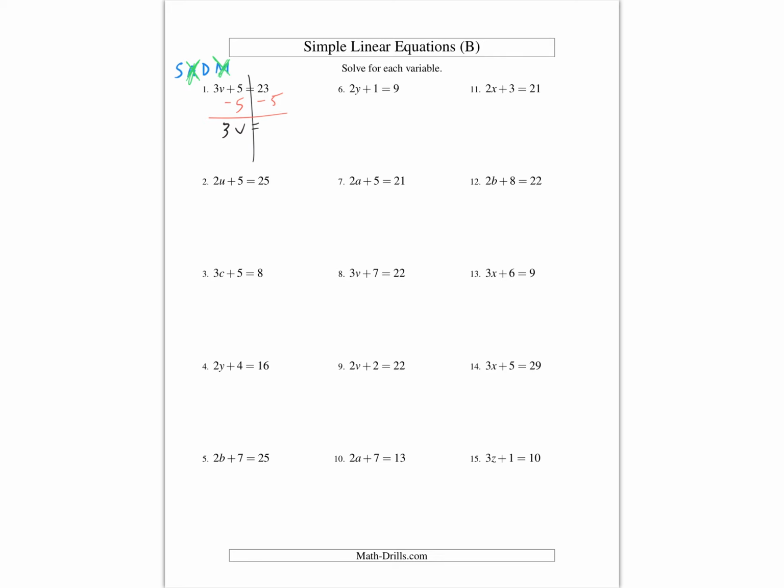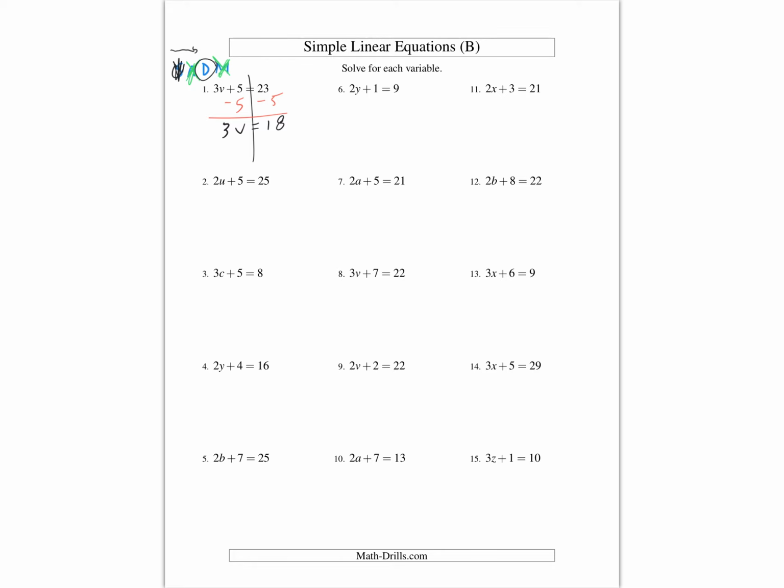And on the right-hand side, I have simply 23 minus 5. And 23 minus 5 is 18. Okay? So according to the SADM thing, we just subtracted. Okay? So that's been dealt with. We can cross that out. Now, next thing left to right, we need to divide.